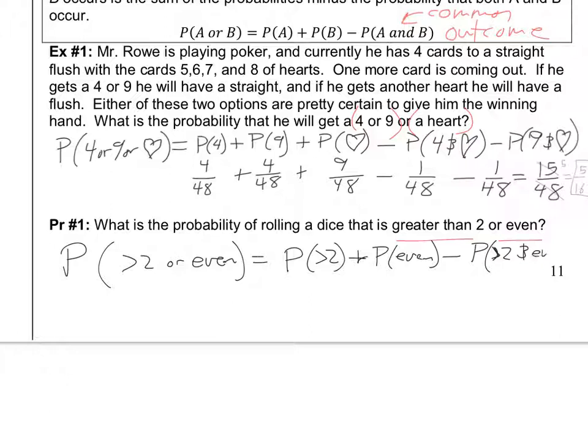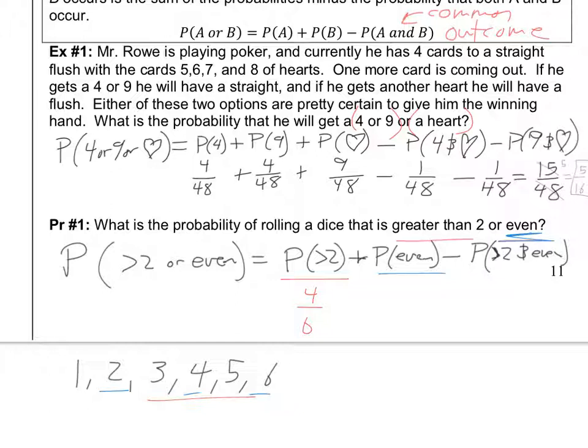So this may take a little bit of counting, but remember, for a dice, there's just these 6 sides, numbered 1, 2, 3, 4, 5, or 6. So the probability that it's greater than 2, well, we can see that it's 3, 4, 5, or 6. There's 4 of them, right? And so I'm just going to put 4 out of 6 here. And the probability that it's even, well, that's 2, 4, or 6. I'll just highlight even there. And so there's 3 of those, so I'm going to say plus 3 out of 6.